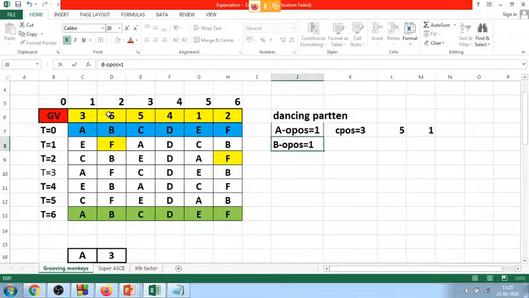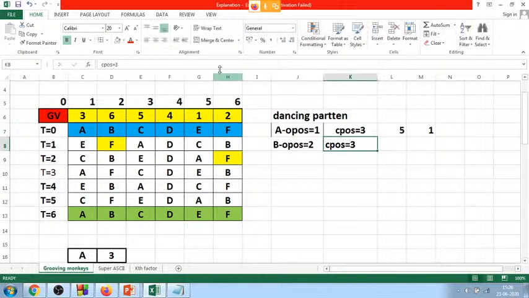For monkey B, what is the initial position? The initial position of monkey B is 2. So that's your original position. Let me check how many steps monkey B takes to come back to the original position 2. What is the first step taken by the monkey? From there it goes to the 6th position. So the current position of your monkey B is the 6th position. And after the 6th position, where does it go? Again it comes to the 2nd position, which is the original position. So it takes 2 steps.